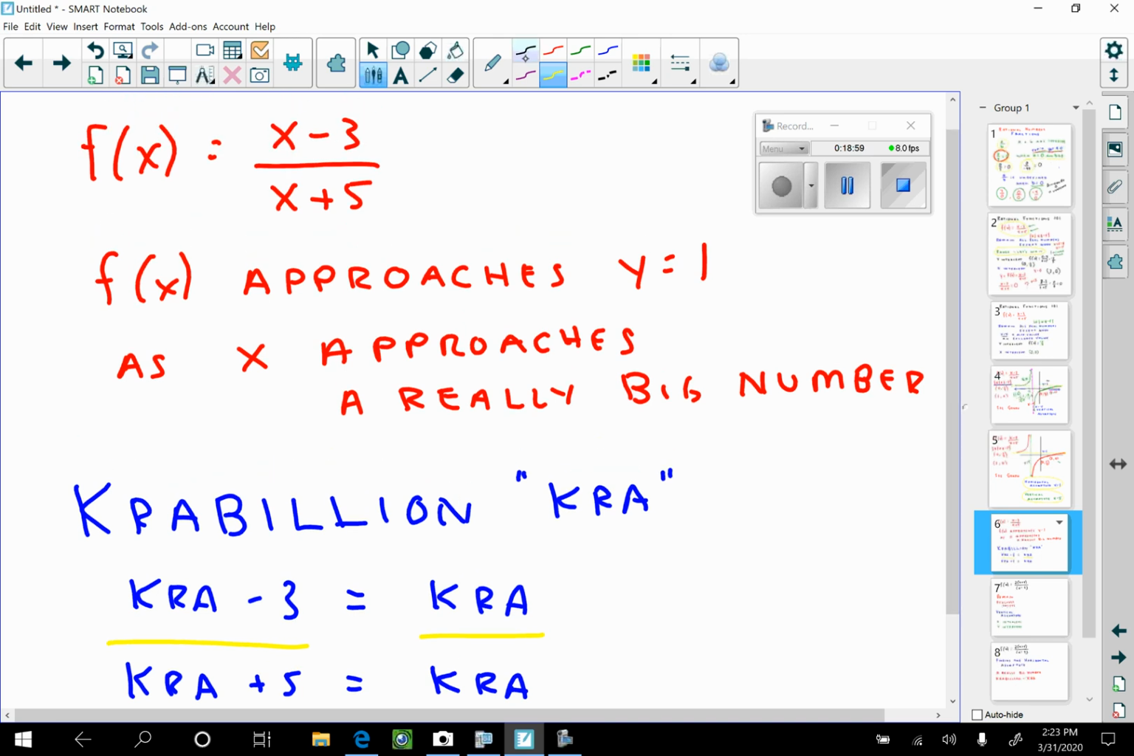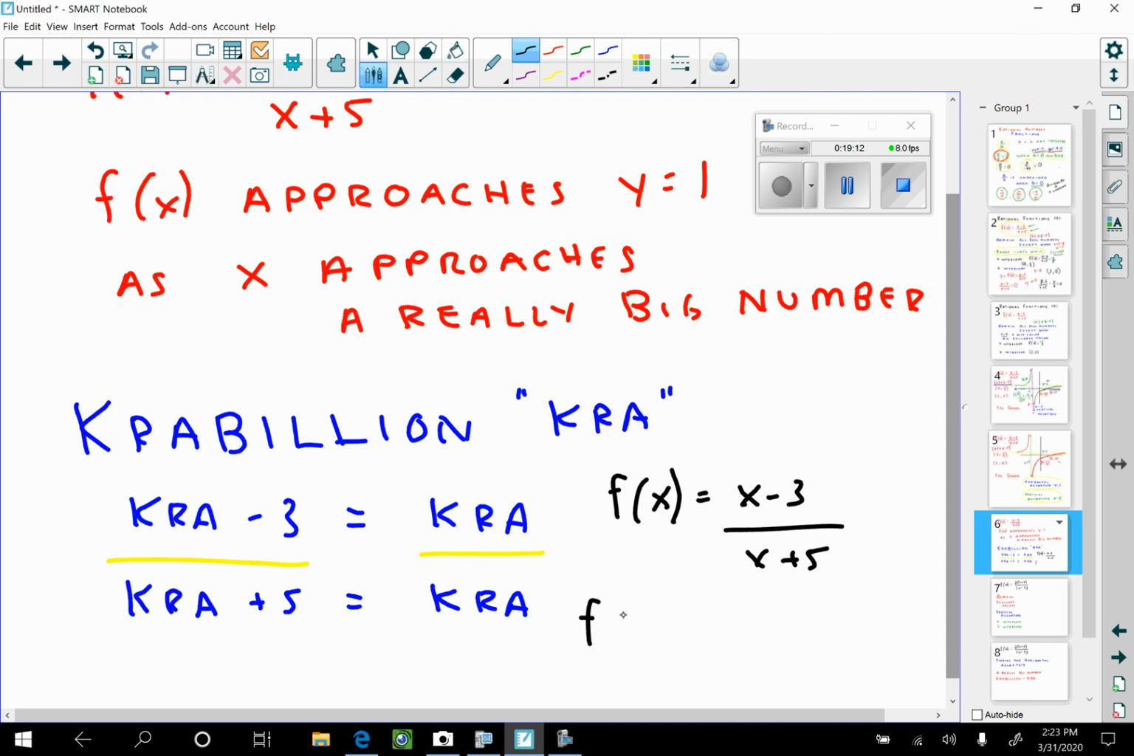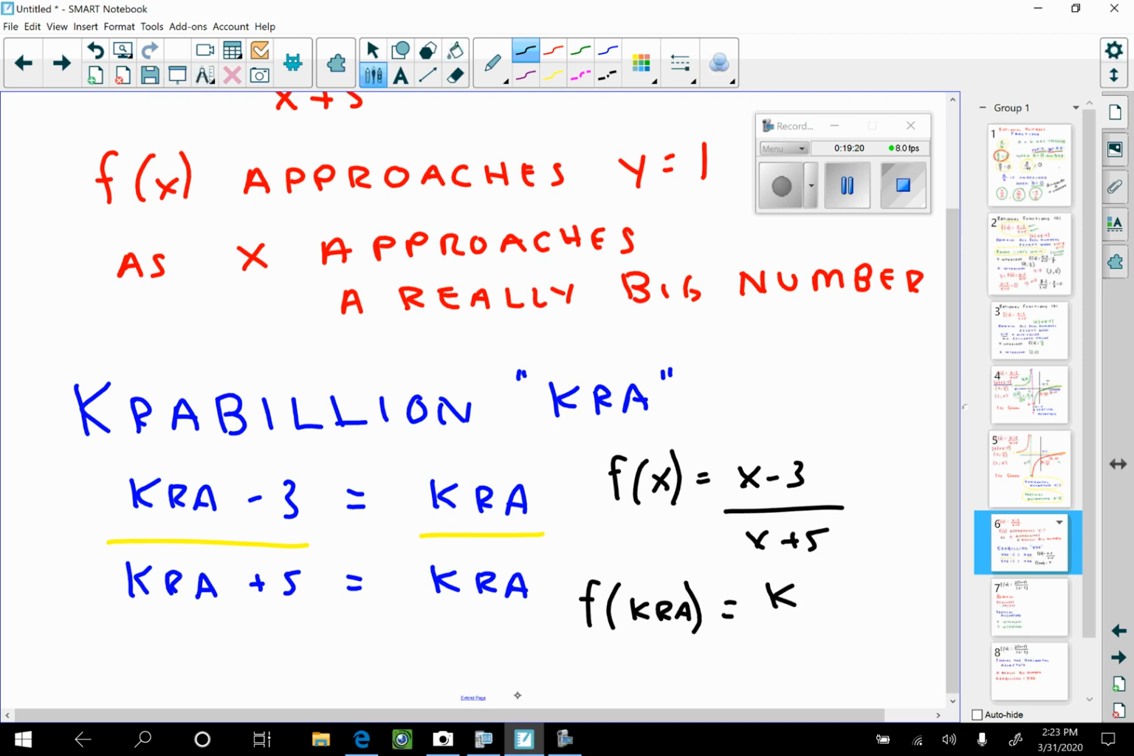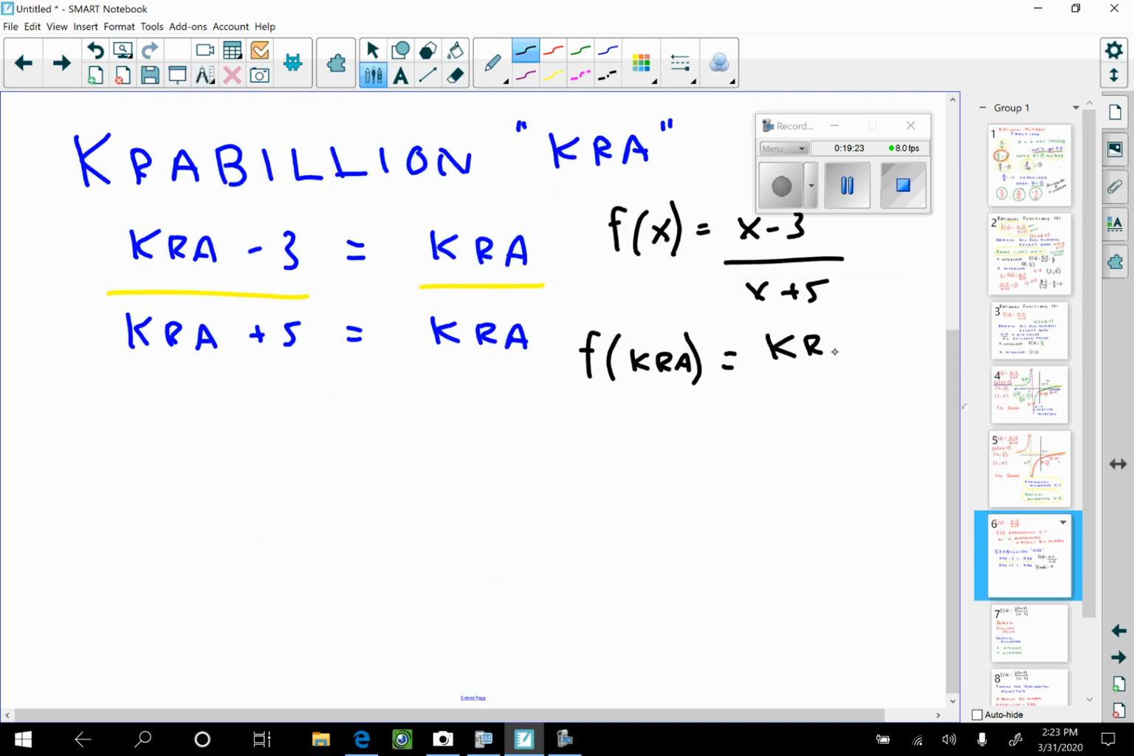If I look at this function, x minus 3 over x plus 5, and I want to evaluate it at quadrillion, I want to put that really big number in there. That's going to be quadrillion minus 3 over quadrillion plus 5. What is quadrillion minus 3? Quadrillion. What is quadrillion plus 5?